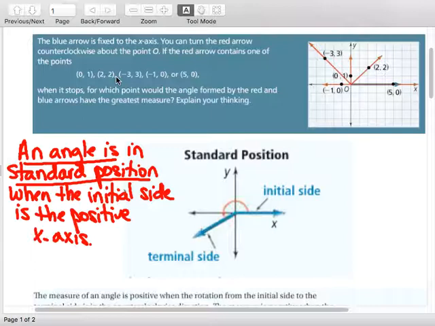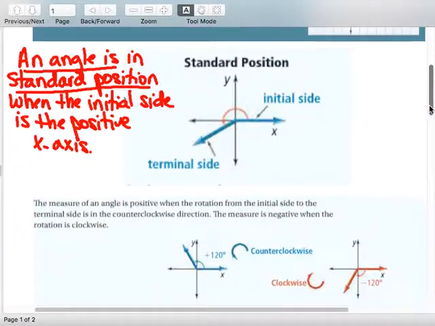Counterclockwise. So what I want you to notice, and I want you to underline it for me: the measure of an angle is positive when the rotation is counterclockwise, and the measure is negative when the rotation is clockwise.